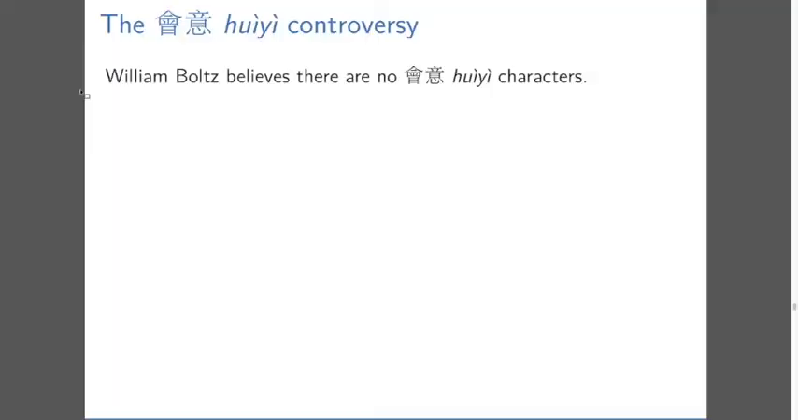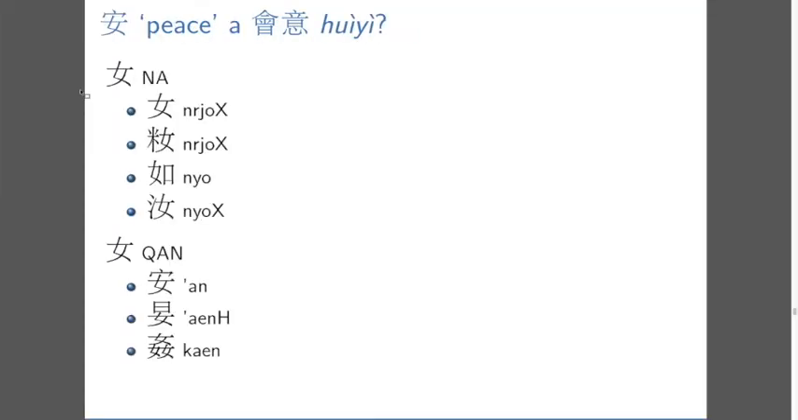William Boltz, who I'm following for most of this, believes there are no hui characters, and that the reason Xu Shen thought there were was because of changes, both sound changes and meaning changes and paleographic changes, between the origin of the script and the early Han Dynasty. So let's look at some of these hui characters. Okay, peace. Peace is a woman under a roof.